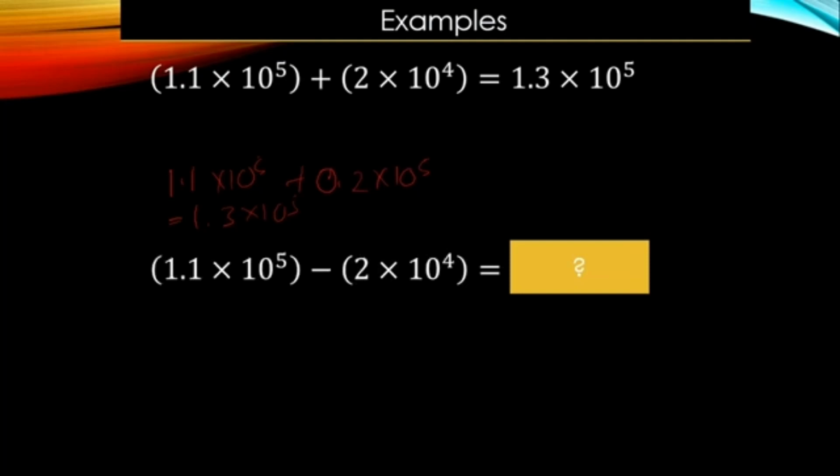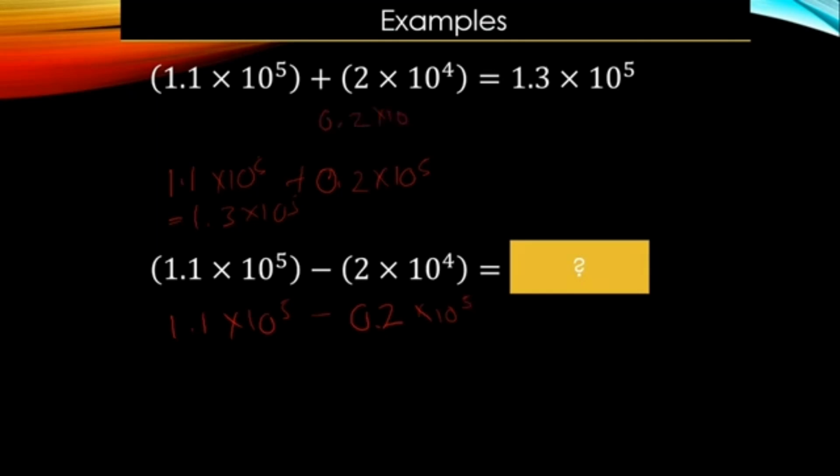1.1 times 10 to the power 5 minus 2 times 10 to the power 4. When we are subtracting, it is the same. To make the work easier for us, it would be easiest to convert both the numbers to the power of 10 which is greatest. Like in this example, it is 10 to the power 5. So it will be easier. 1.1 times 10 to the power 5 minus 0.2 times 10 to the power 5.